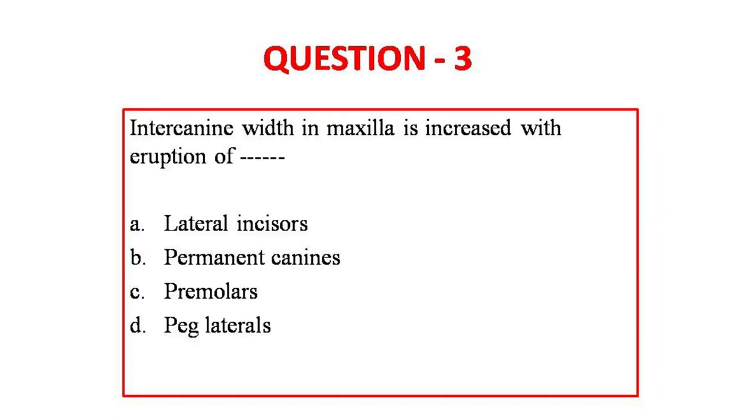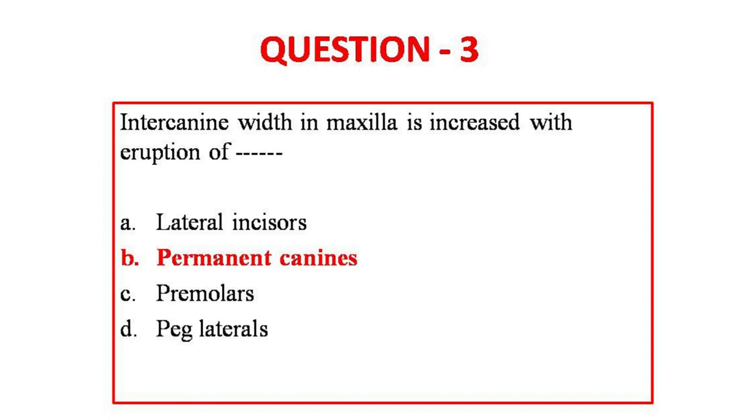So moving on to question number 3. Intercanine width in maxilla is increased with eruption of, they've given 4 options: lateral incisors, permanent canines, premolars and peg laterals. The answer to this question is permanent canines.